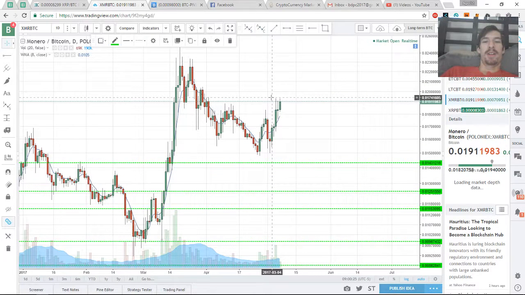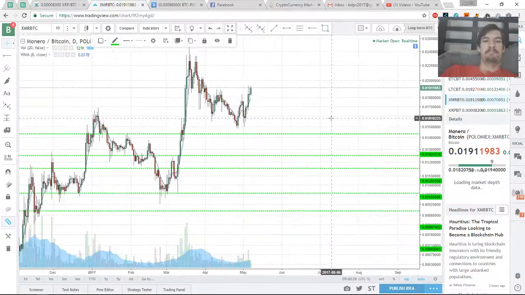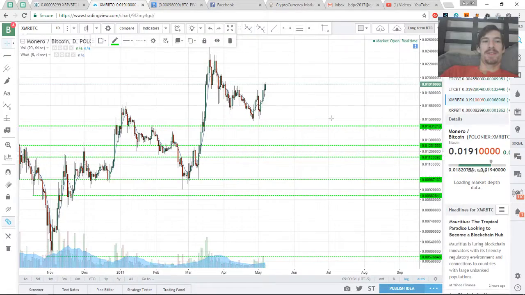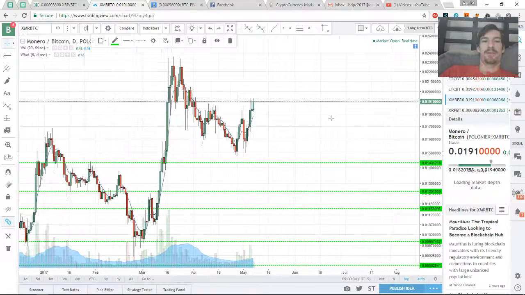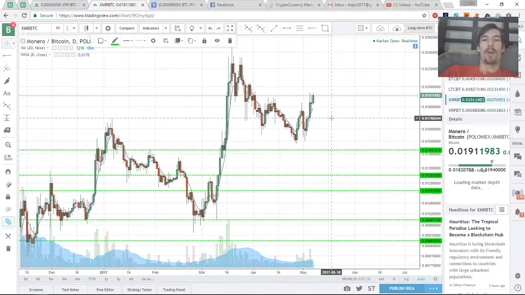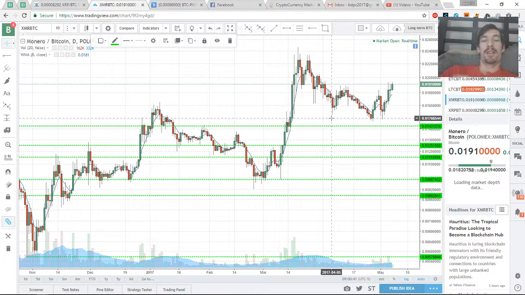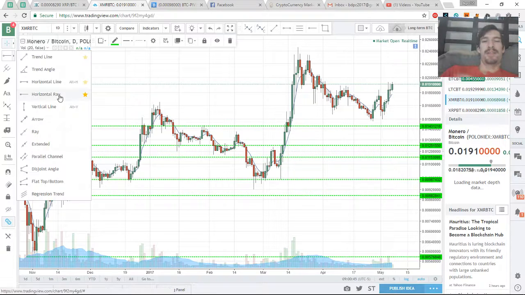So this is Monero. Monero currently has quite a bit of resistance. We're on a daily chart here, so each of these candles represents one whole day of trading. So when we zoom out to a larger time frame like this, any of the trends that we notice, they're not little trends. This is a whole day's worth of action that culminated in this data.